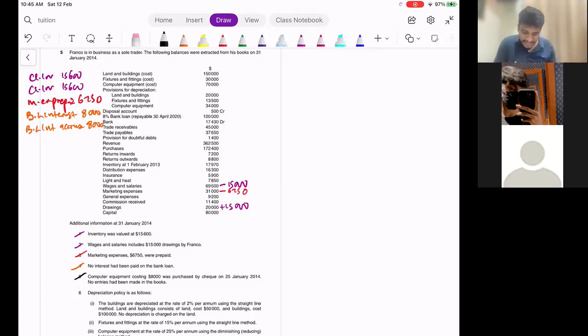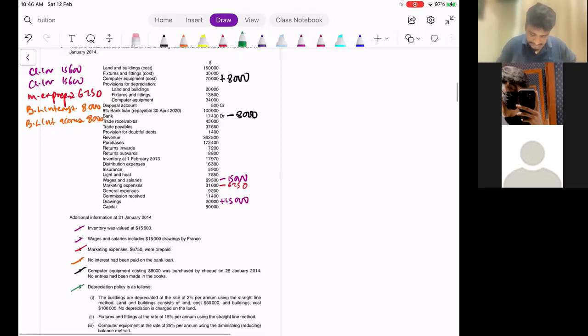Computer equipment costing 8,000 was purchased by check on the 25th January 2014. No entry has been made. So computer equipment, I plus 8,000 here. Then paid by check, right? Check means I suppose to minus the bank. Do you have a bank here? Minus 8,000. If it is a bank overdraft, then we plus.